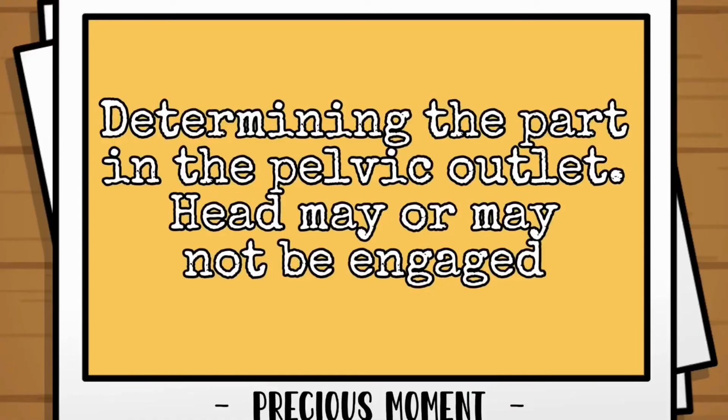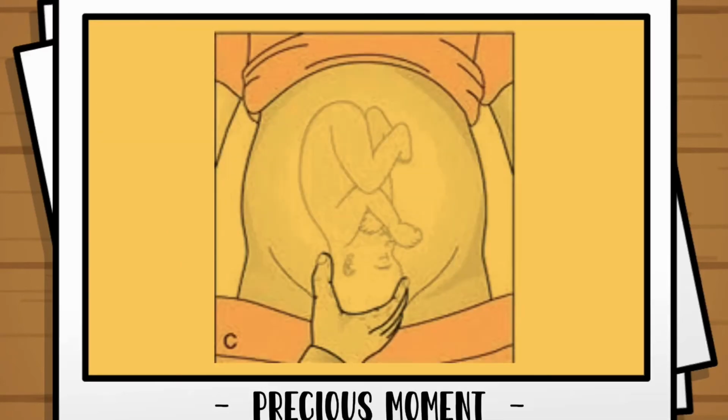Determining the part in the pelvic outlet. Head may or may not be engaged. Gonna make an L with our fingers and palpate the symphysis pubis, and we're gonna see if we can lift the baby's head up. If we cannot lift the baby's head up, that means the baby is engaged, and if we can and we can move it around, then the baby is not engaged.